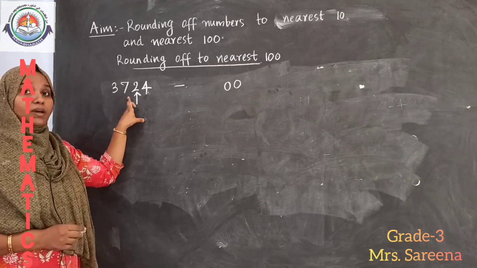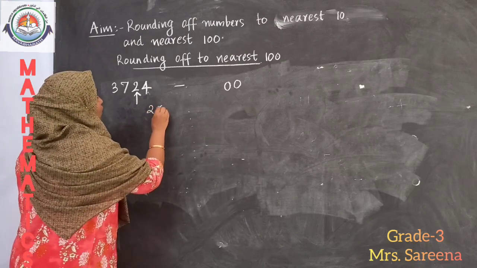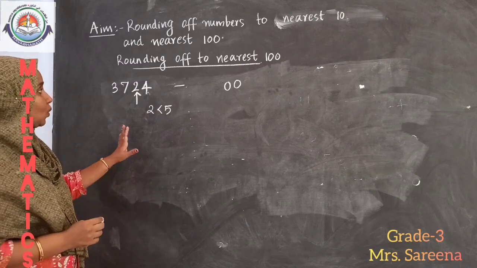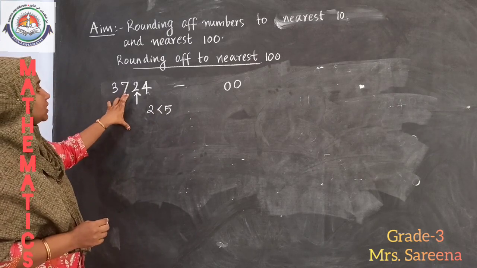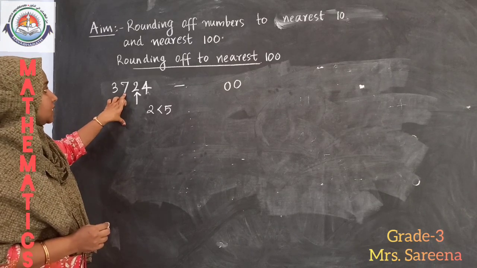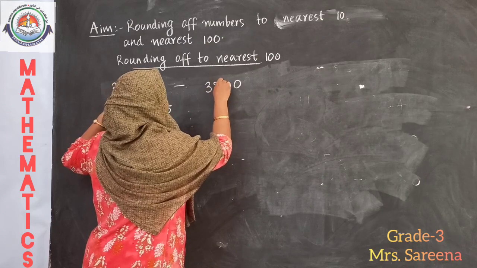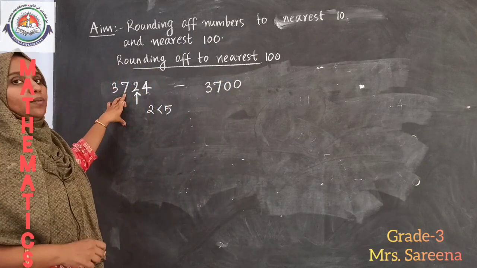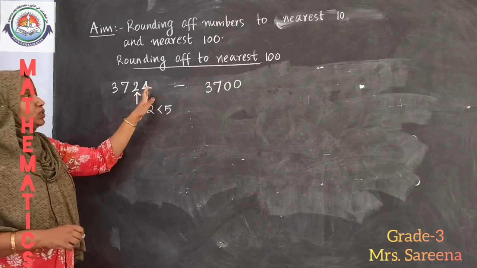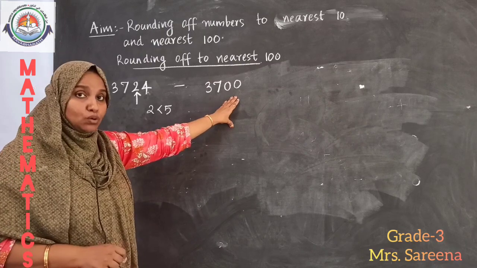What is this number? That is 2, and we know that 2 is less than 5. So no need to change the digit. Okay, no need to change this number. So this number remains 3700. After rounding off 3724, we get 3700. How did you get that?